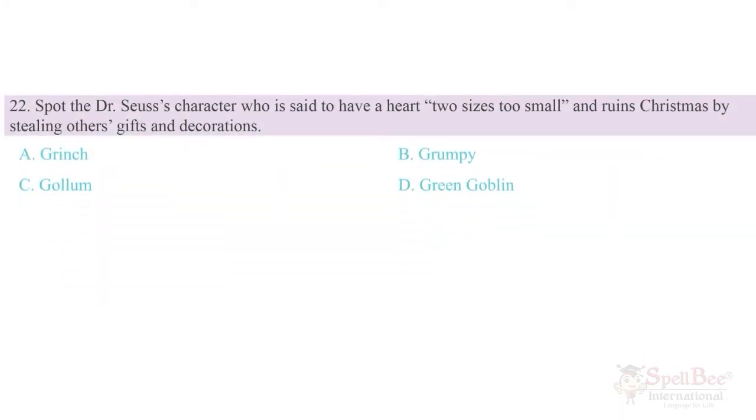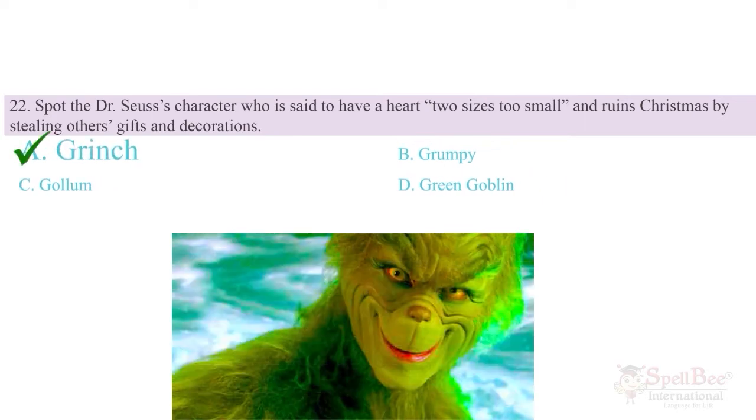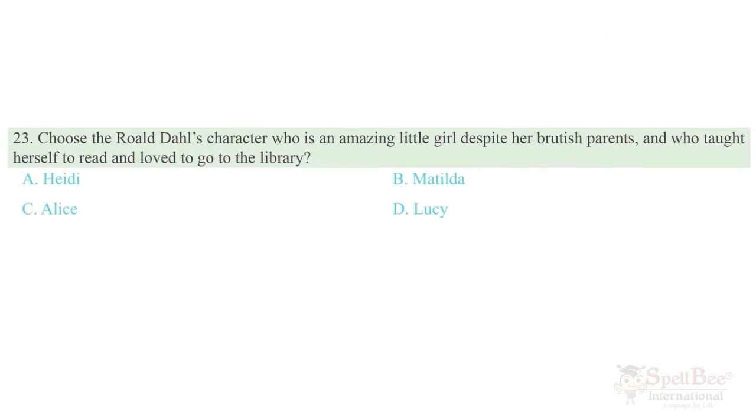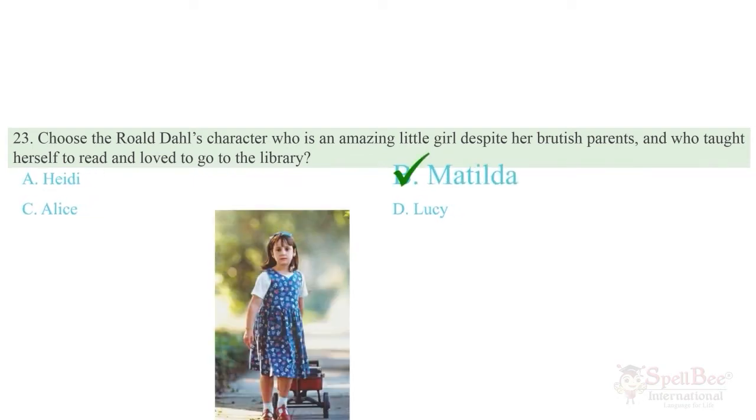Spot the Dr. Seuss character who is said to have a heart 2 sizes too small and ruins Christmas by stealing others' gifts and decorations. It's the Grinch. Choose the Roald Dahl's character who is an amazing little girl despite her brutish parents, and who taught herself to read and who loved to go to the library. It's Matilda.